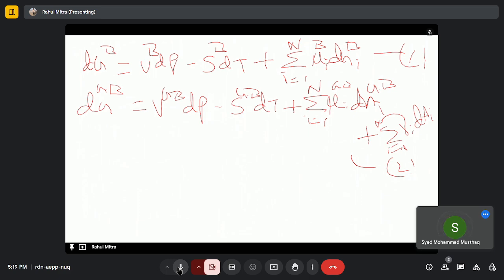Now, if the grain and grain boundary are in equilibrium, then the change in free energies of both the phases must be equal. So what does that mean? If you write it mathematically, that is dG of bulk, or we can call it grain, will be equal to dG of grain boundary.